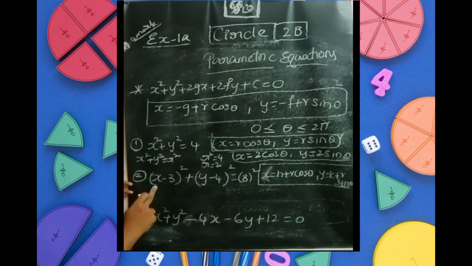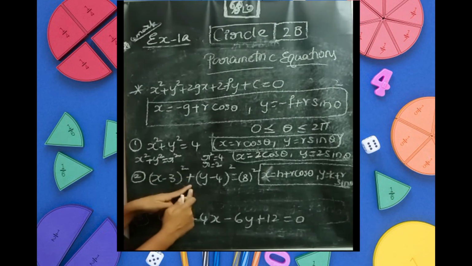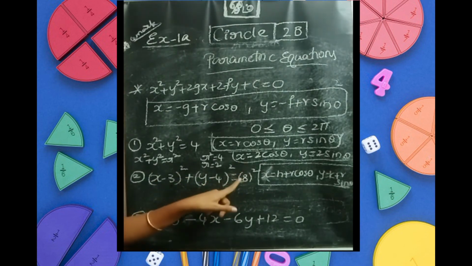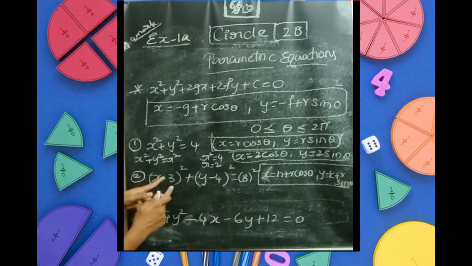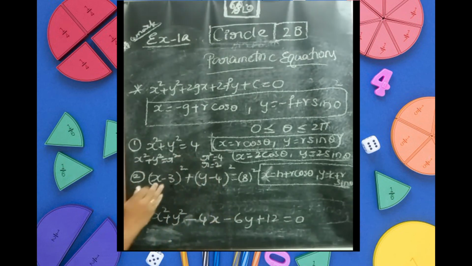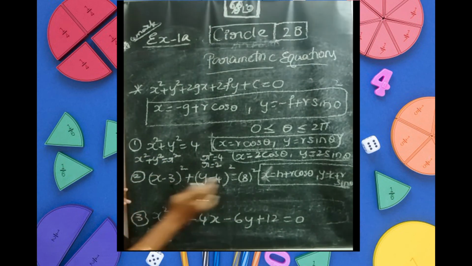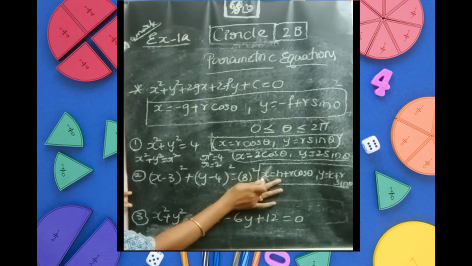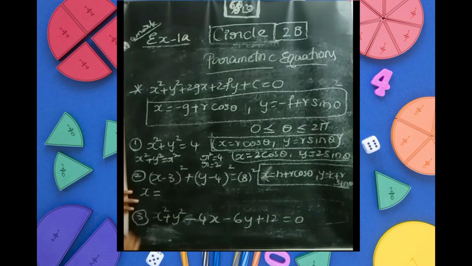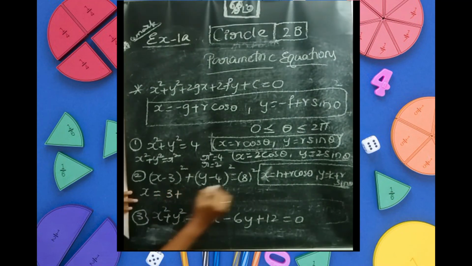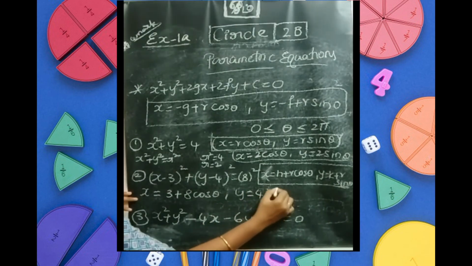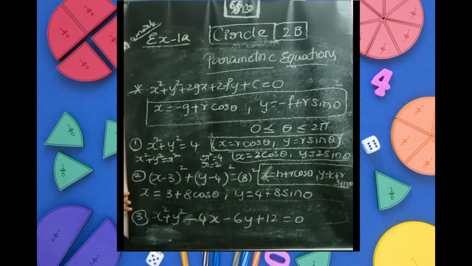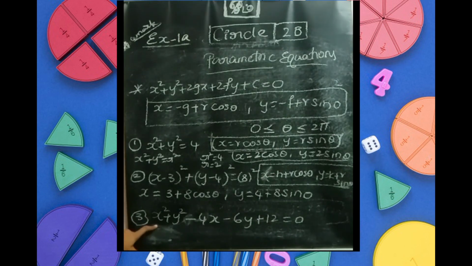Next, it is in the form of (x minus h) whole square plus (y minus k) whole square equals r square. In this they have given r square, r is 8, and h is 3. In the equation we have x minus h. Here the parametric equation for that is h plus r cos theta. So x equals 3 plus 8 cos theta and y equals 4 plus 8 sin theta.